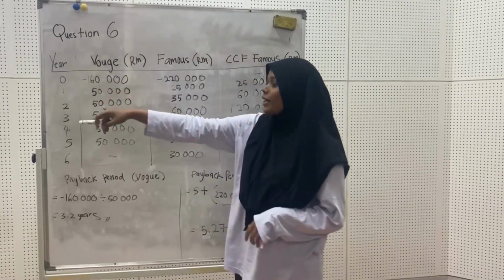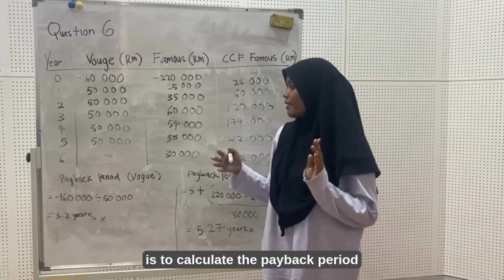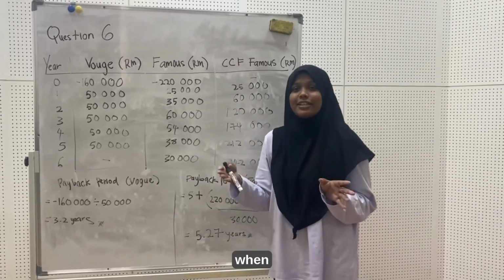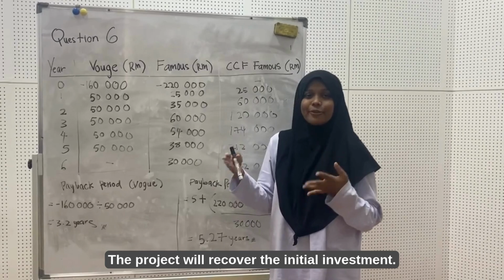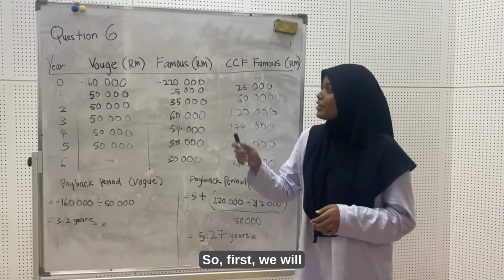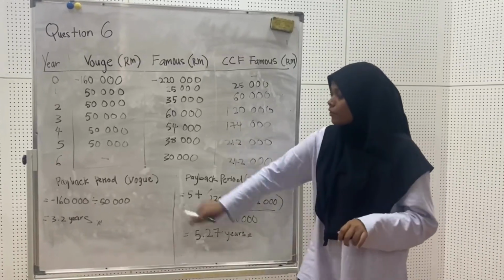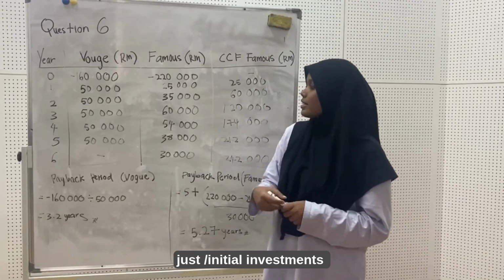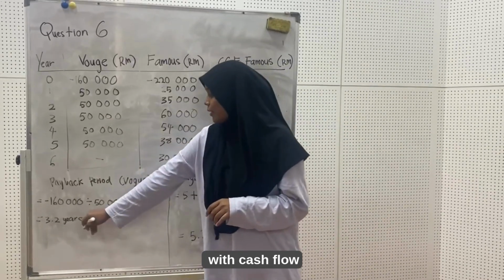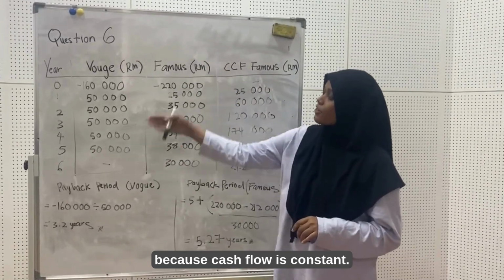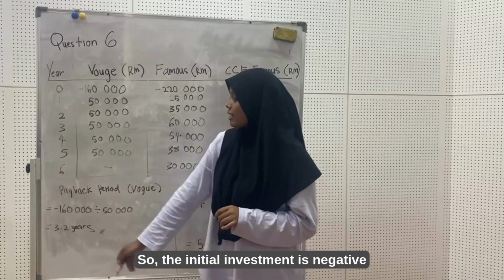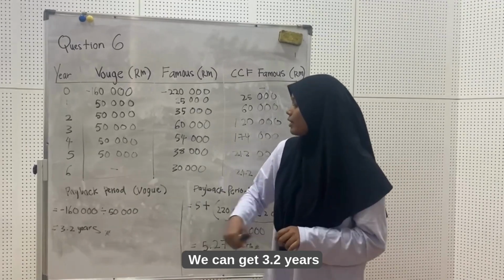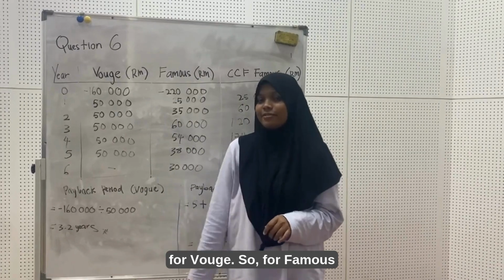Question 6, Roman 1, is to calculate the payback period for the two projects, book and famous. Payback period is when the project will recover its initial investment. So the first thing, we will calculate the book payback period. For the book payback period, we just divide the initial investment by the cash flow because the cash flow is constant. So the initial investment is negative 160,000 divided by 50,000, we get 3.2 years for the book.